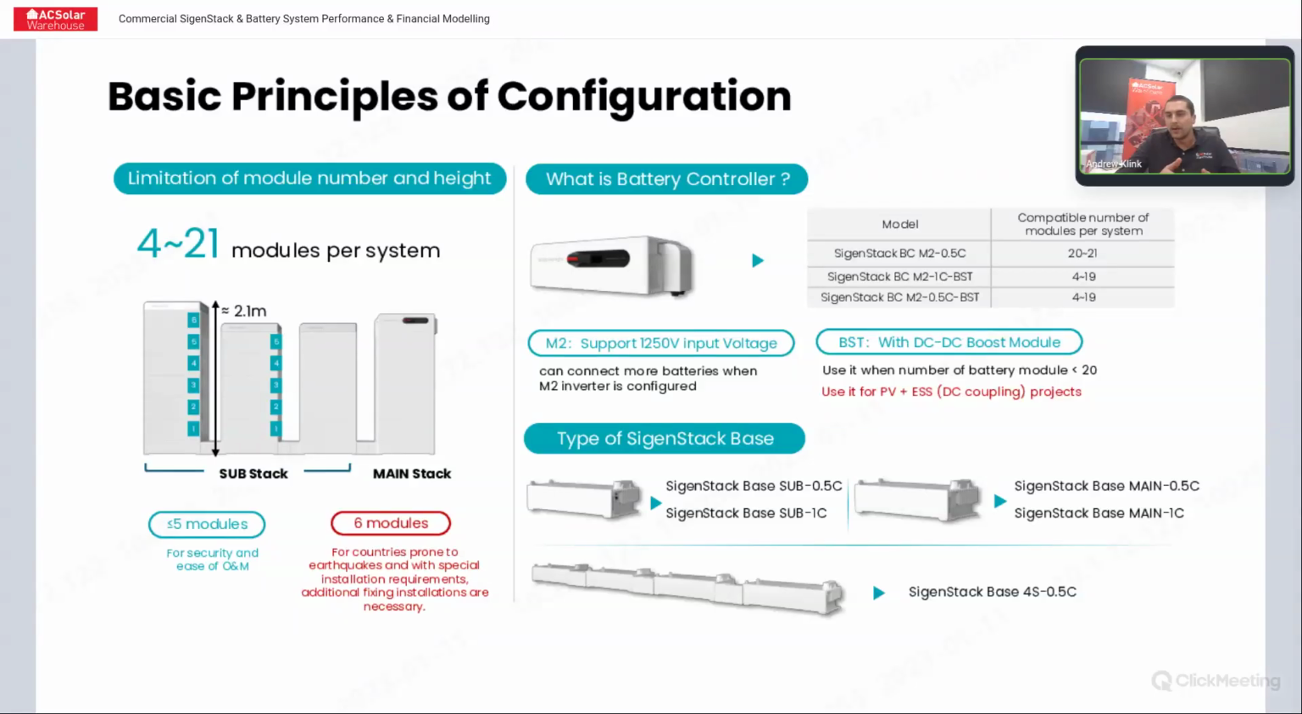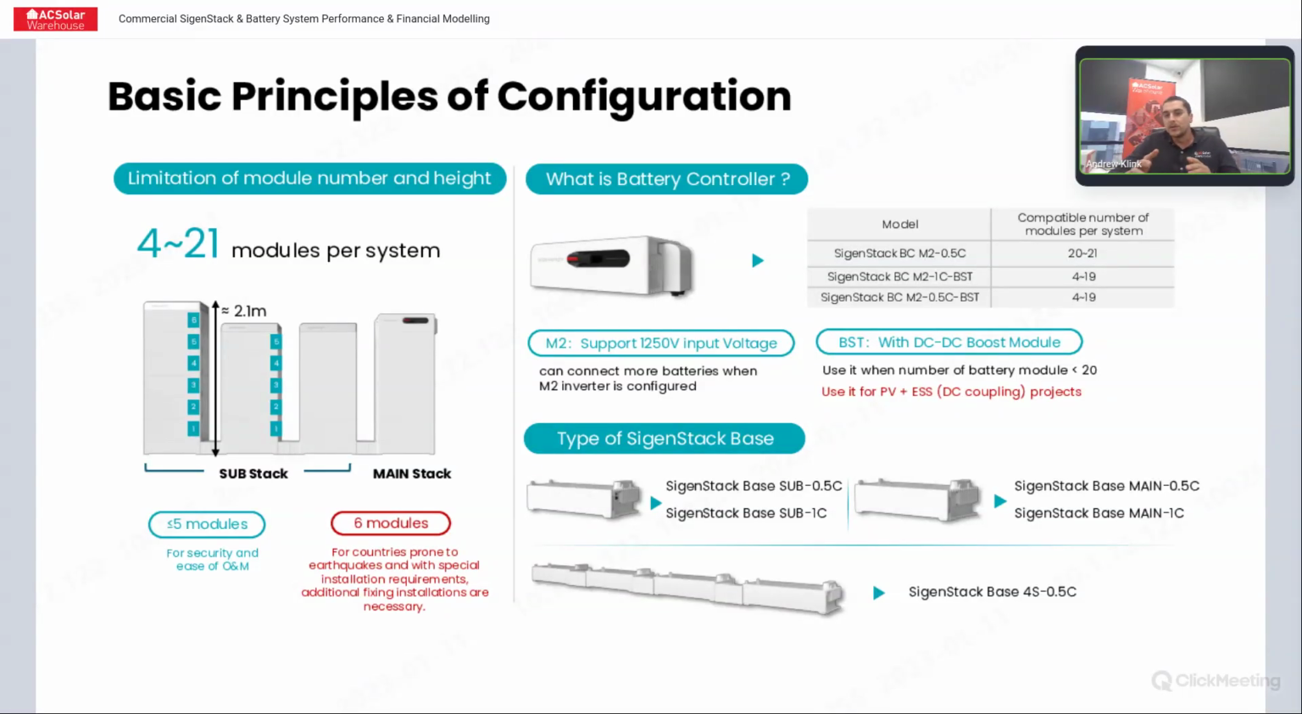A 0.5C and a 1C battery controller, which basically just refers to your discharge rate. So for example, if you've got a 240 kilowatt hour battery stack with the 0.5C controller, you can discharge at 120 kilowatts. If you have the 1C controller, you can discharge at the full 240 kilowatts.